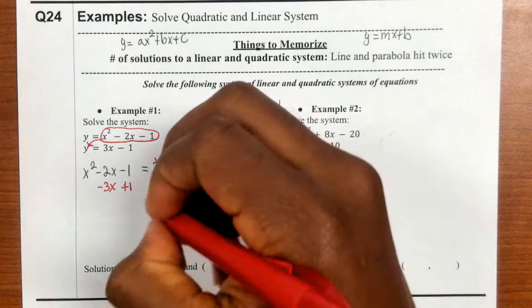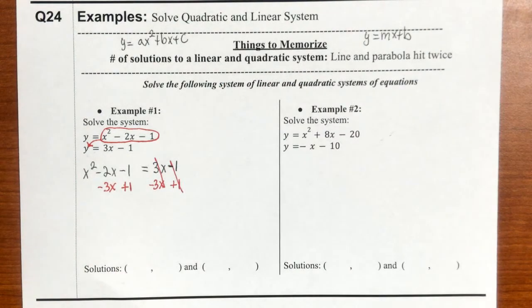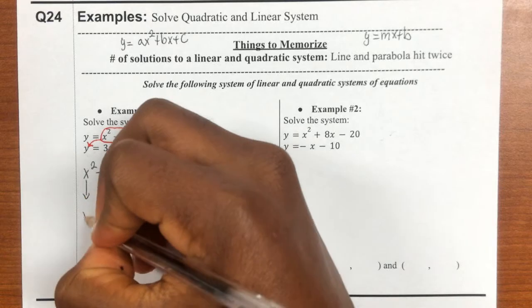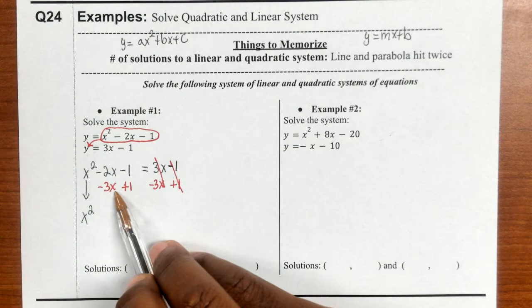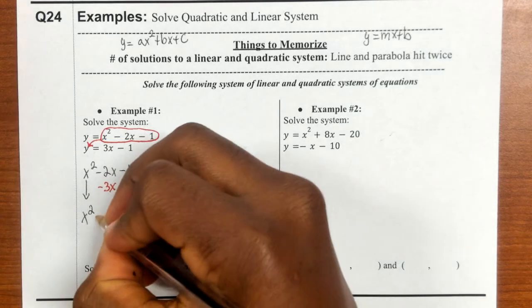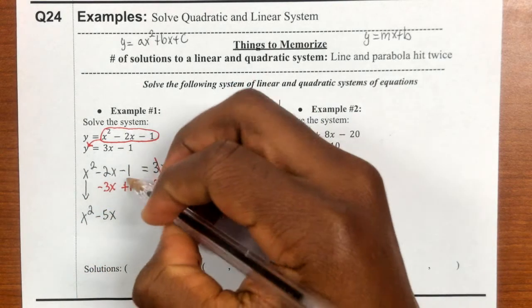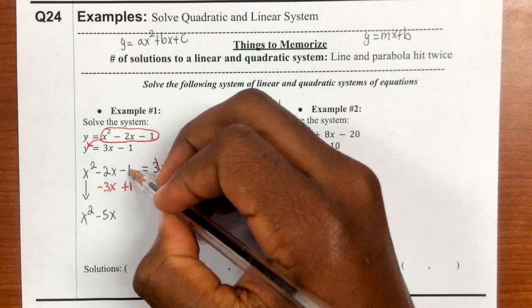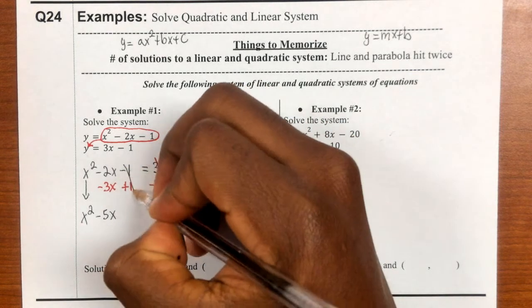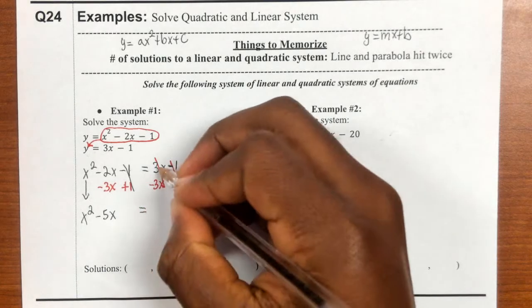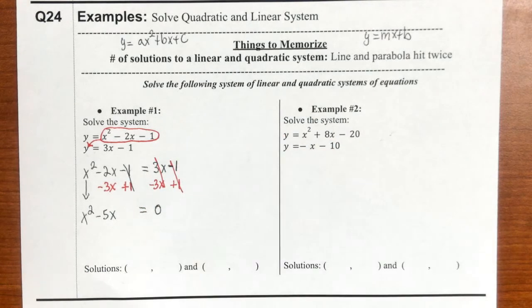Now we calculate. The x squared, you bring it down because you're not adding or subtracting anything to it. Subtracting 3x from negative 2x gives me negative 5x. Adding 1 to negative 1 cancels out and leaves me with 0. Everything on the right canceled out, so I was left with 0. Now we need to factor.